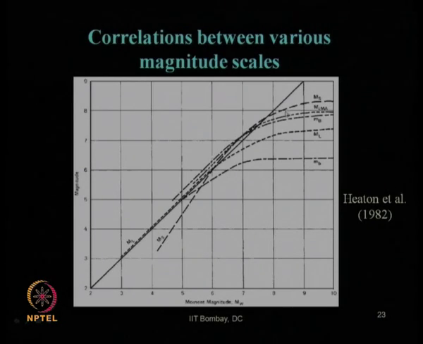Similarly, this is the curve for MS, that is the MS scale, surface wave magnitude scale. This is the curve for the MB scale. So the MS scale goes like this, these large dashes, goes from here, then goes here. This MB goes here. This MJMA, other scales are also reported over here.